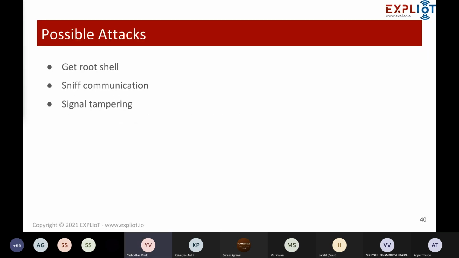Now, this is all the basics of the UART I have discussed. Now, based on these particular features of the UART, what are the different attacks that have happened on the UART, right?